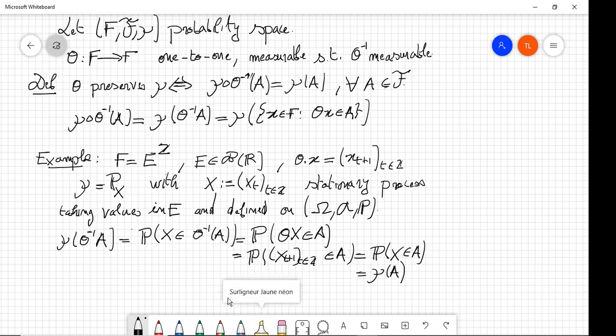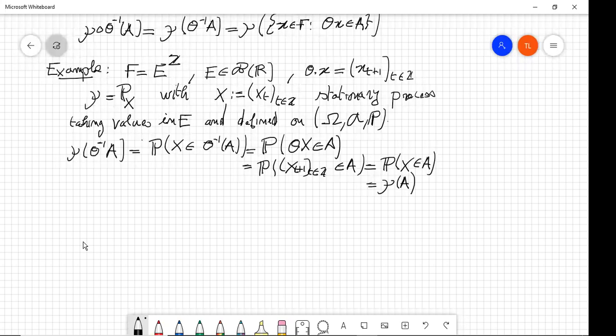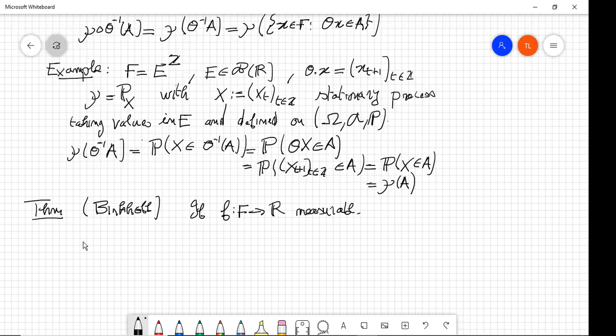So when you have this kind of measure preserving probability space, we have an important result, which is called the Birkhoff Ergodic theorem. It says the following. If we take a measurable mapping f from F to R, such that the expectation is finite, that is, the expectation of the absolute value of f, which is the integral with respect to mu, is finite.